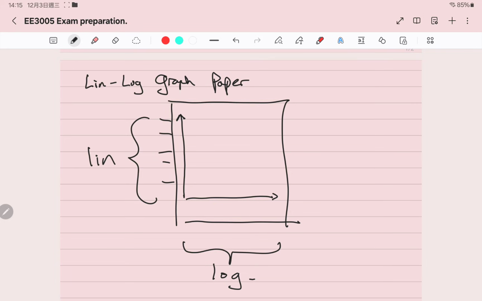And for the log, if you want to draw the Bode plot, suppose there's a Bode plot question, you need to divide the paper into 2. The best thing is to draw the gain function on the top half of the plot, and draw the phase on the second half of the plot, like this. So this is on the lean log paper.